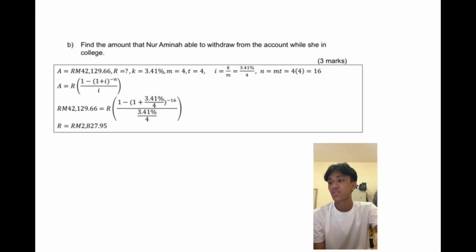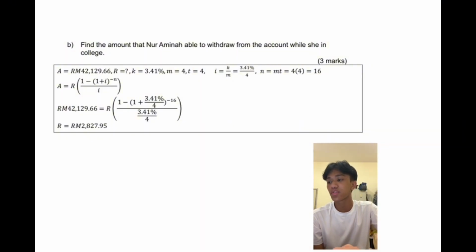So for question 2b, find the amount that Nur Aminah is able to withdraw from the account while she is in college. So we are going to use the formula A equal to R in bracket 1 minus 1 plus i power of negative n over i. So first we need to find the value of i and n. So i equal to k over m, which becomes 3.41% over 4, and n is equal to mt, equal to 4 multiplied by 4, which becomes 16.